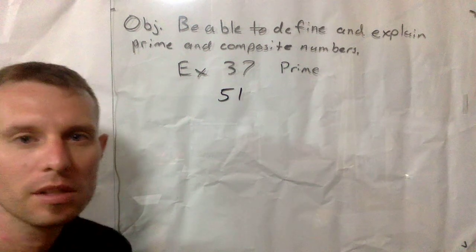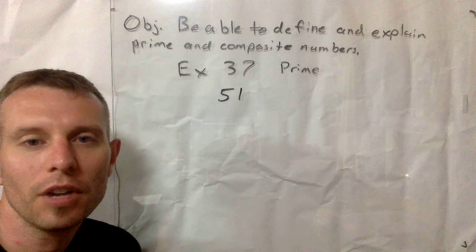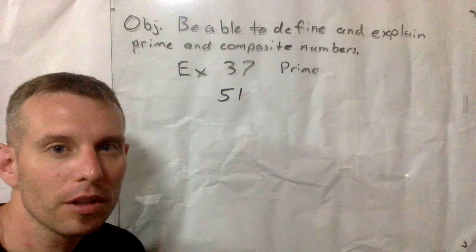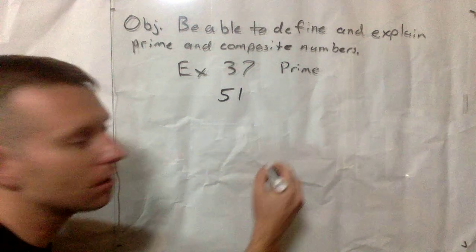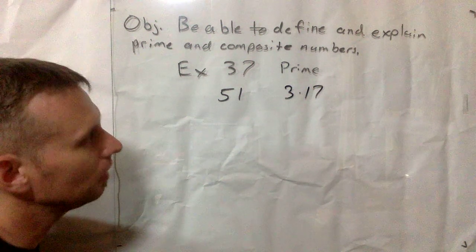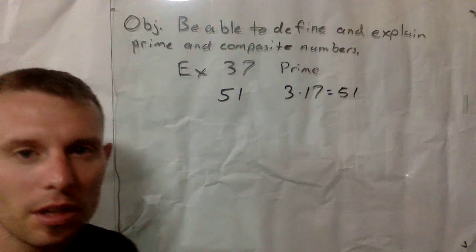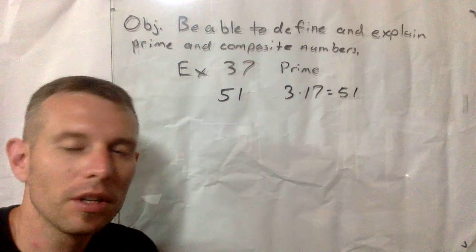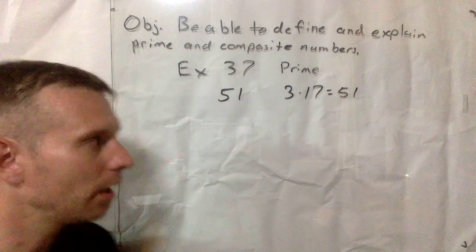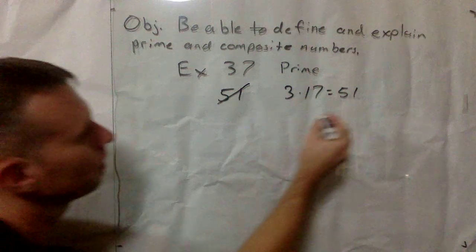Okay, let's take, for example, the number 51. Well, 51 is not even, so it might be prime, we're not sure yet. But 51 divided by 3, do you know what that is? 51 divided by 3 is actually 17. So 3 times 17 equals 51. And then we also know, obviously, that 1 times 51 equals 51. So there it has more than two factors. 51 is not prime. Therefore, it would be a composite number.